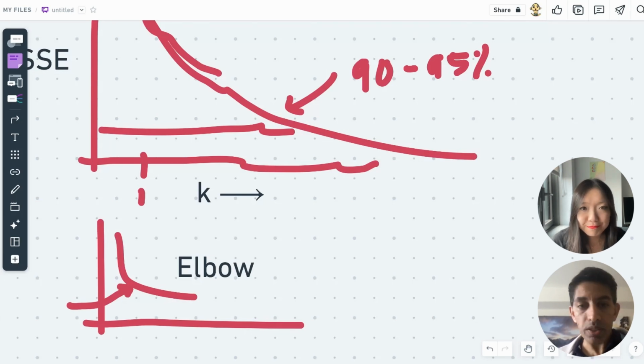Did you have any questions so far? Yeah, I'd love to hear if you have any other suggestions for other ways to select the best K. Yeah, so there are other techniques which I've only briefly used, a silhouette score based technique.